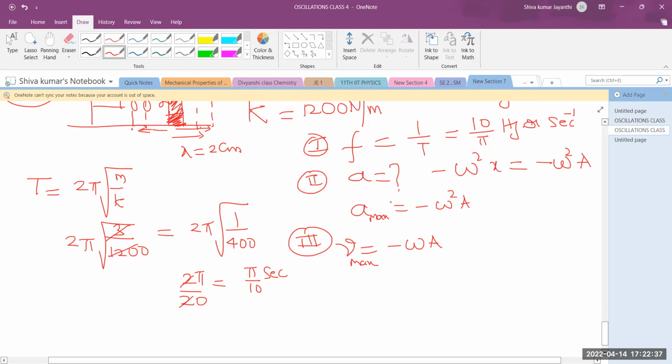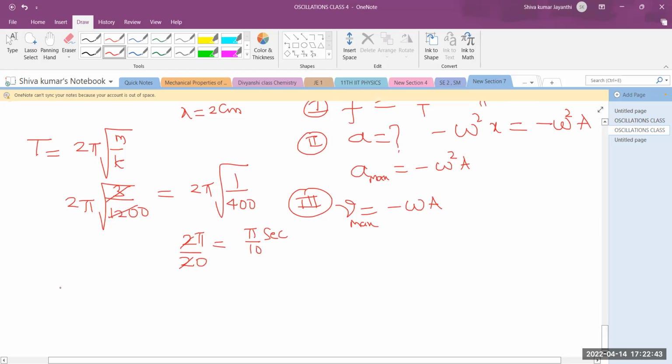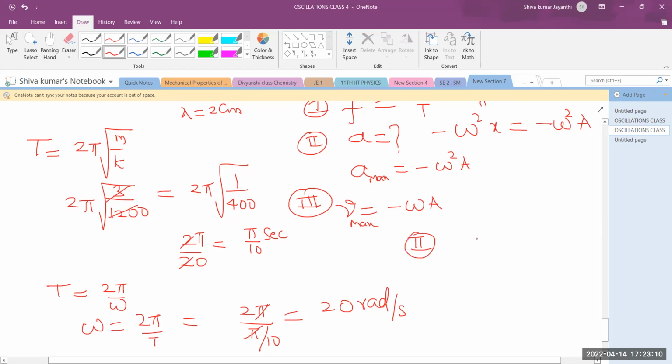Okay. Now the rest of the things they're asking are very simple. If you know the time period, you know everything. So what is omega? 2 pi by time period, you know. Pi by 10. What do you get? 20 radians per second. This is omega. If you know this, the second bit you can do. Acceleration is known as what? Minus omega square A, the max. Understood that?